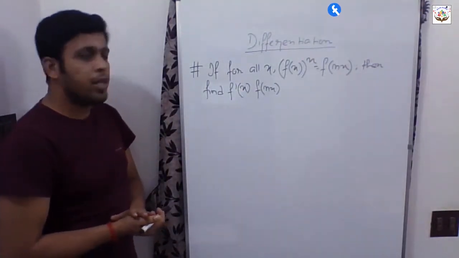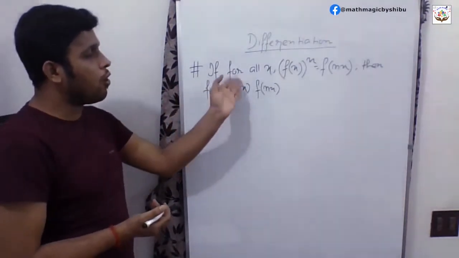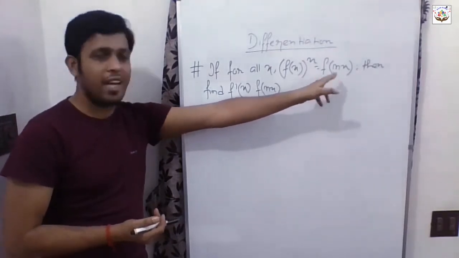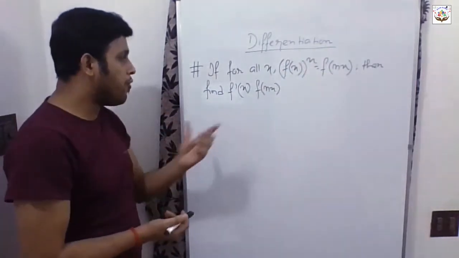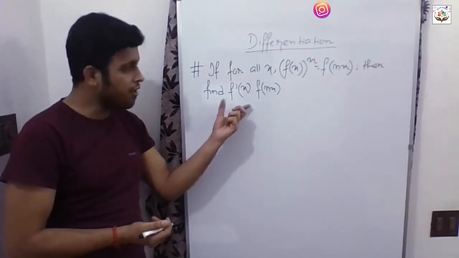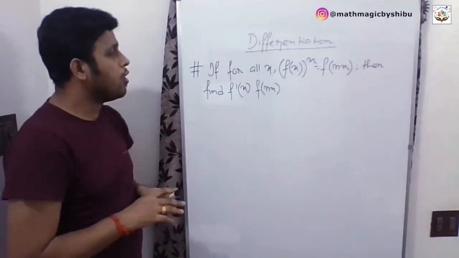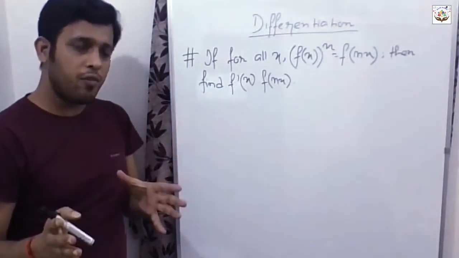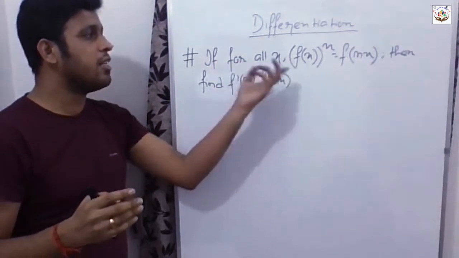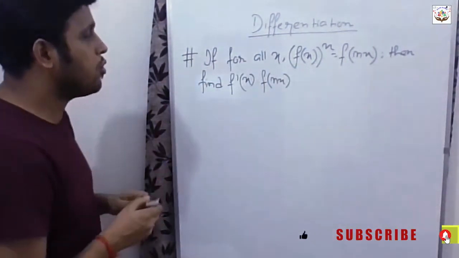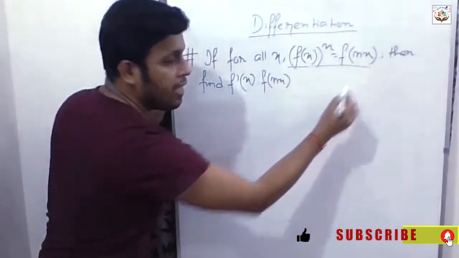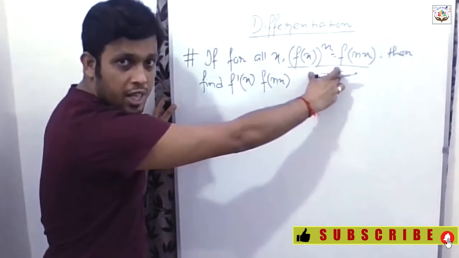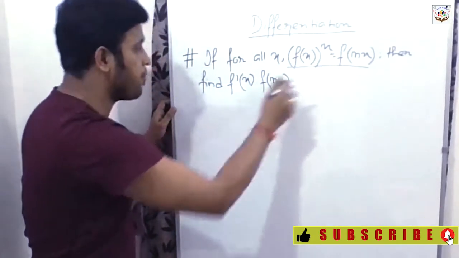Okay, so what is given is that for all x, (f(x))^n equals f(nx), and we need to find the value of f'(x) times f(nx). As we know, we can only get the value of f'(x) if we differentiate the f(x) term. So start from this given expression and differentiate both sides of it with respect to x.